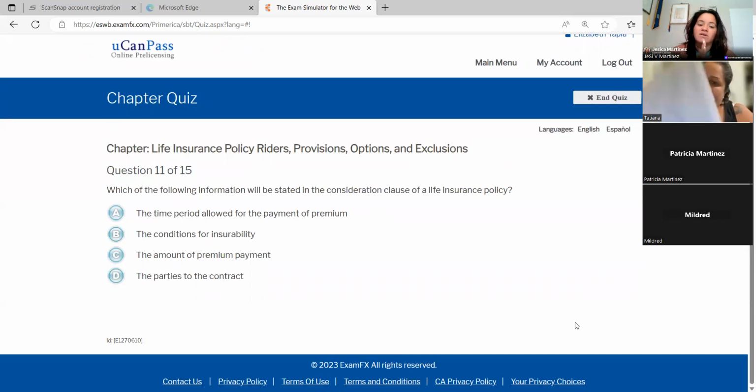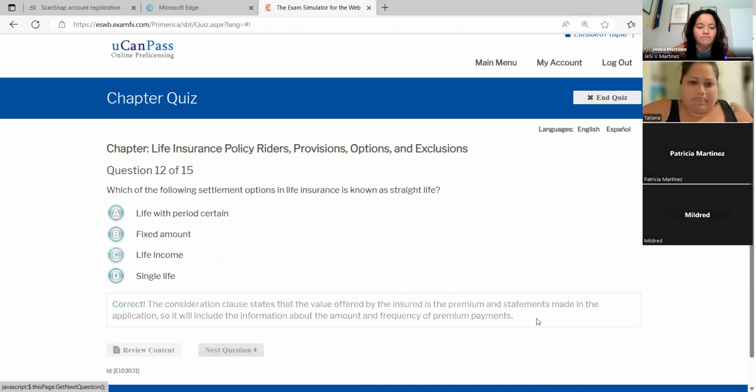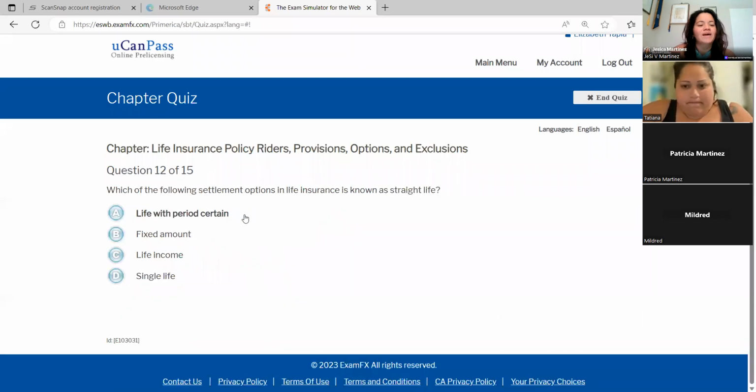So let's think back to the consideration clause. The consideration clause says, I pay you X amount of money per month, or the mode of premium that I chose, and then you give me a death benefit in the event of a loss. Ellie says it's C, the amount of premium payment. Yes. You guys are killing it.